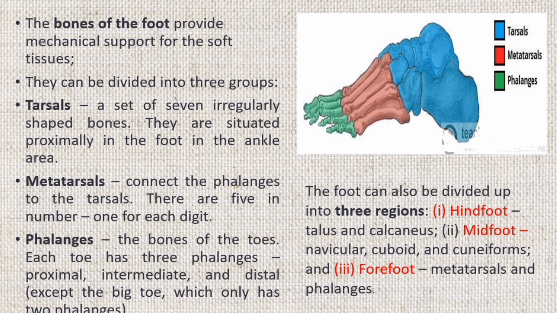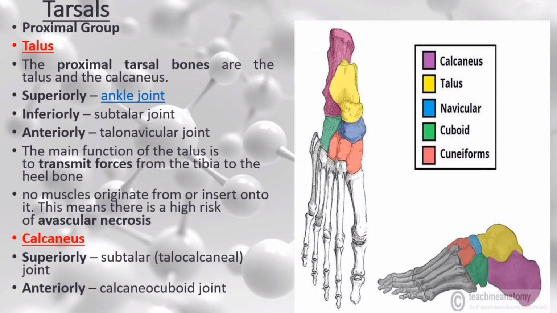The foot can also be divided up into 3 regions. Hindfoot, talus and calcaneus. Midfoot, navicular, cuboid, and cuneiforms. And forefoot, metatarsals and phalanges. In this video, we shall look at the anatomy of the bones of the foot, their bony landmarks, articulations, and clinical correlations.